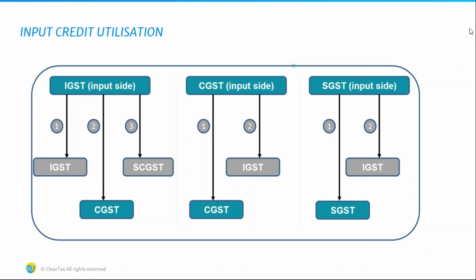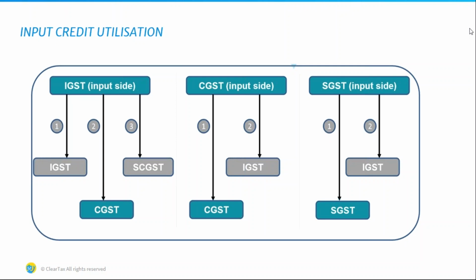Coming back to the input credit utilization, so we saw that the credit will be available in your electronic credit ledger. Now again in this ledger you have multiple categories, in the sense there could be certain transactions wherein you have paid IGST. In case of intrastate purchases, you will be paying CGST and SGST. So accordingly, there's a flow of these credits. There's a ranking in which you can set off.